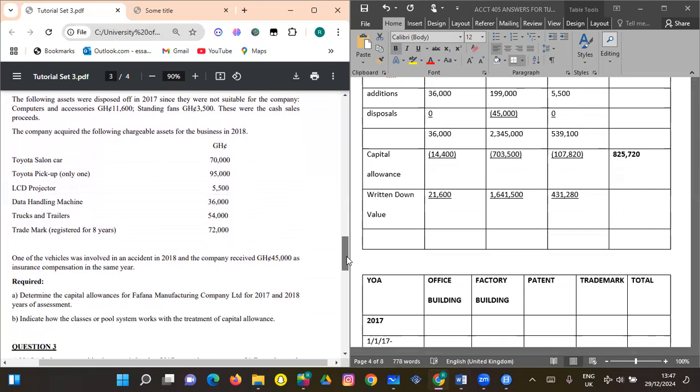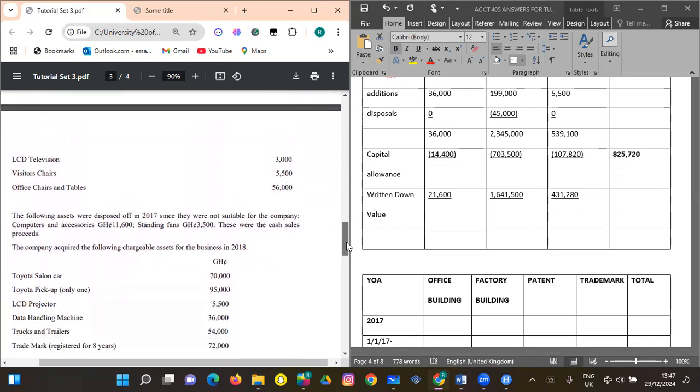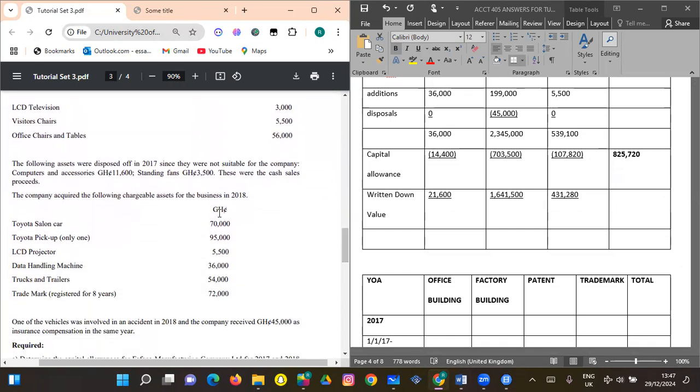In the year 2018, they acquired the following listing. They acquired a Toyota Saloon car of 70,000. And then they acquired a pickup of 95,000, and then LCD projector of 5,500, data handling machine, 36,000, truck and trailers, 54,000, and then trademark registered for 8 years. So let's quickly look at this and then identify our pools.